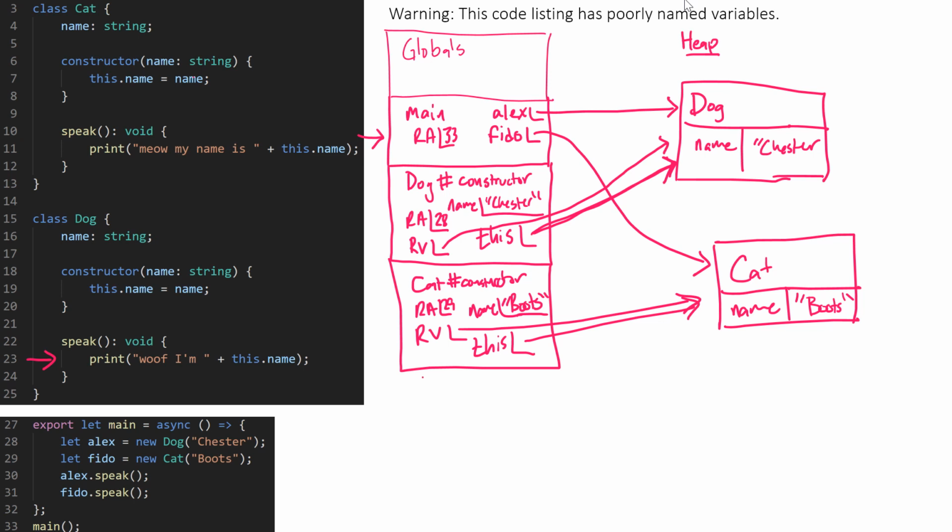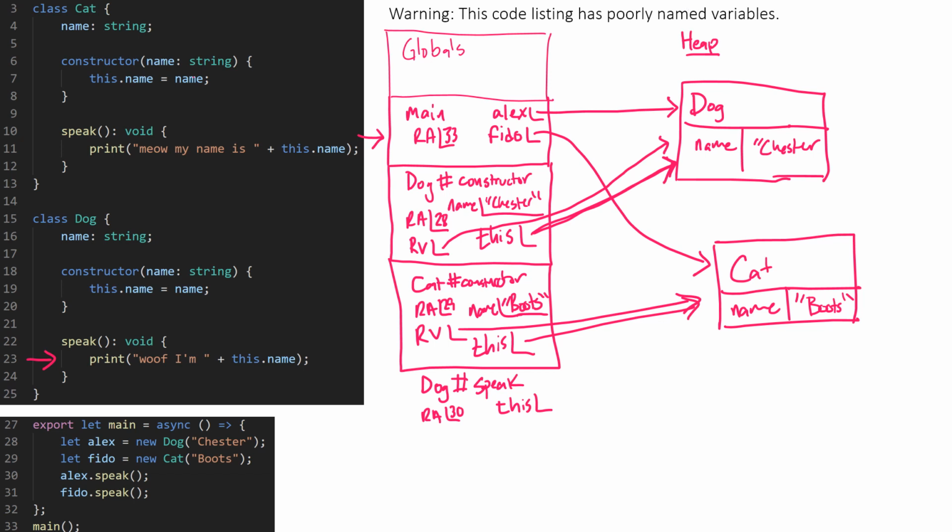So we can set up a frame for it, Dog speak, and the return address is going to be line 30. There are no parameters to pass, but we do need to set up the this variable. So what will this be?